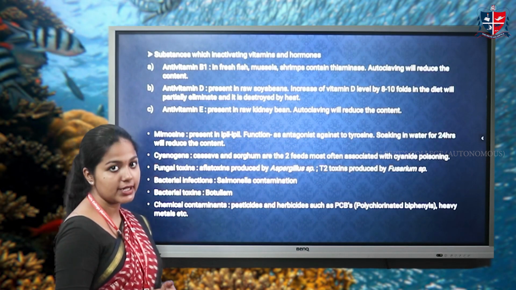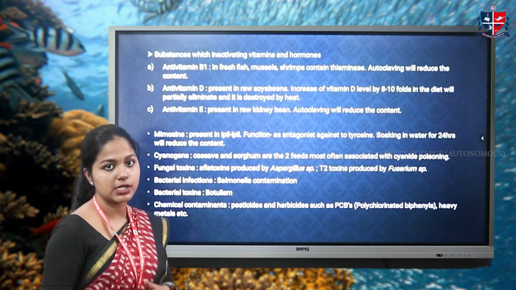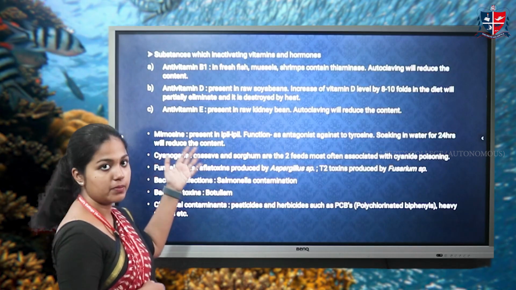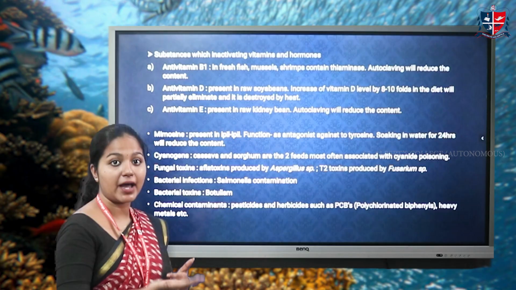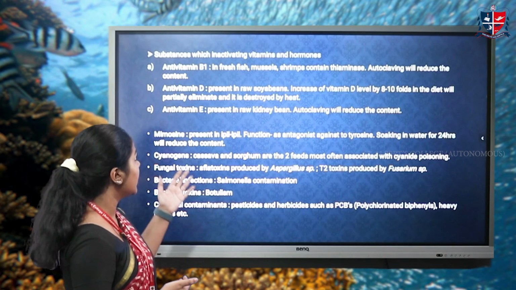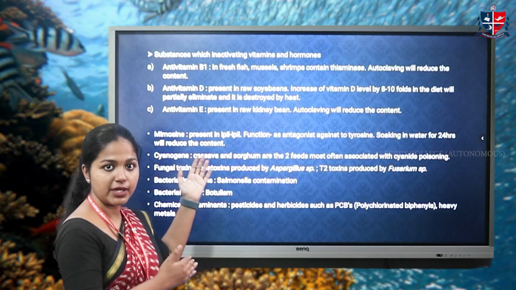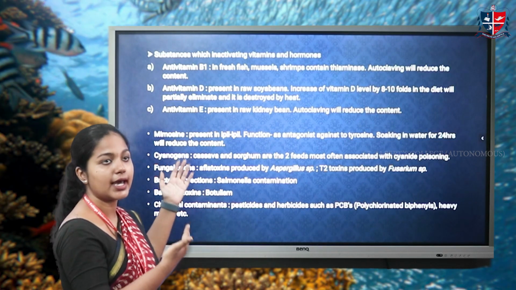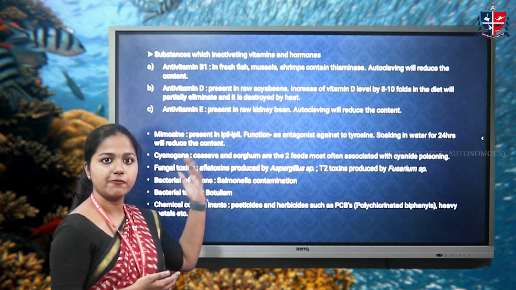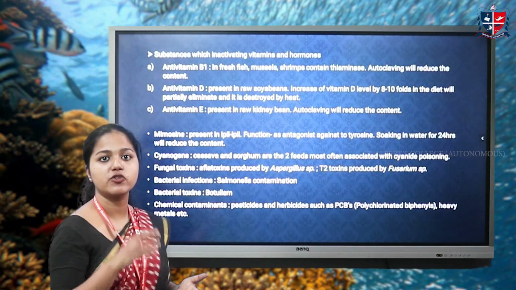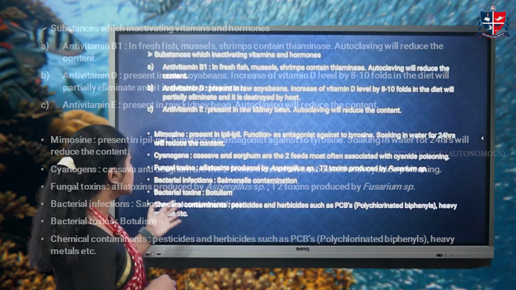The next one is anti-vitamin E, which is present in raw kidney bean, and by the same process, autoclaving, we can reduce the content. So these are the basic classifications coming under the anti-nutritional factors and their biological response in fishes. Here we have seen the inactivating vitamins and different hormones. For anti-vitamin B1 we use thiaminase as a preventive factor, for anti-vitamin D we use vitamin D, and for anti-vitamin E autoclaving can prevent it. Different sources are available, and all of these mostly rely on plant origin.